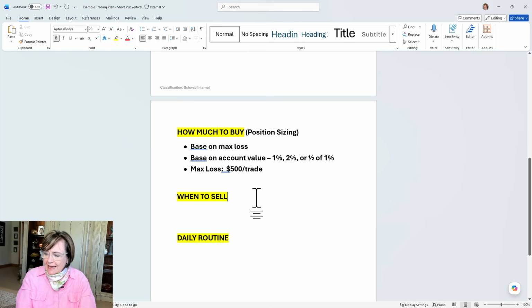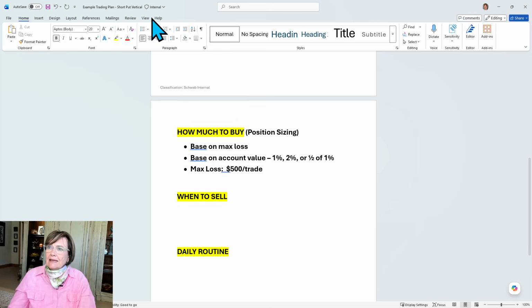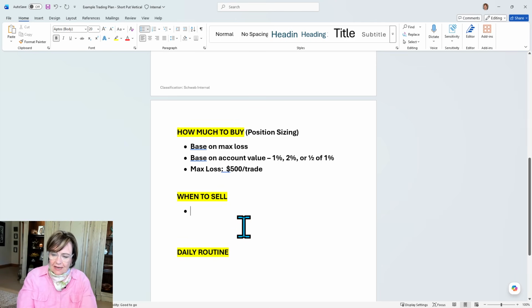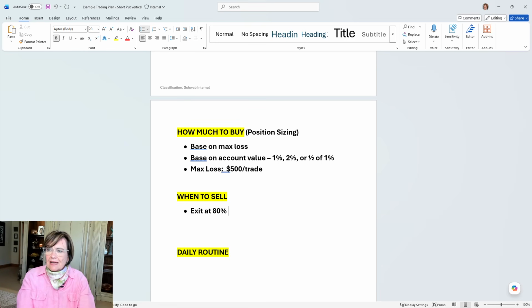Now, when do we exit? Well, we might say, okay, given things go according to plan, I am going to exit at 80% of my max gain. So if I sold this credit spread, this short put vertical, for $2, when it's worth 40 cents, I'm going to buy it back. Or you might say, my number's 75% or 90%, you can make it whatever you want. Some might say, I'm choosing to let it expire worthless. In this example trading plan, that isn't our choice.